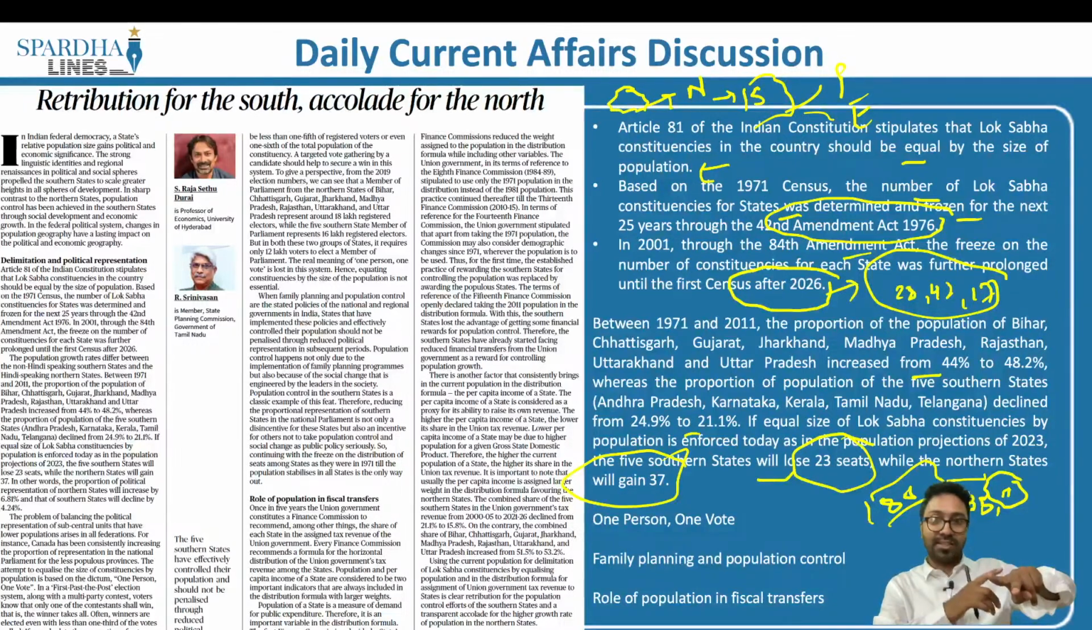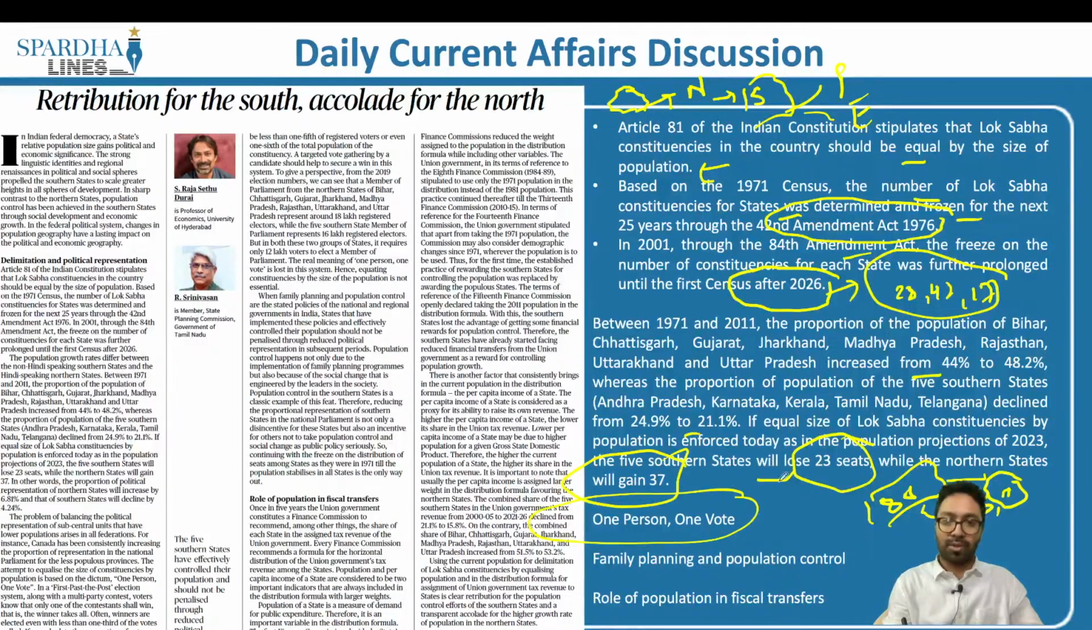So states in southern parts of India have already created this so-called population check, but that has not happened in the northern part of India. Now they will be disincentivized. They will not be incentivized to continue with such population control programs, while the northern Indian population will have more political representation. All of it is primarily taking place because of the one person one vote.